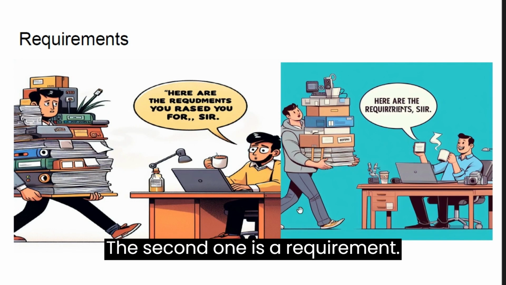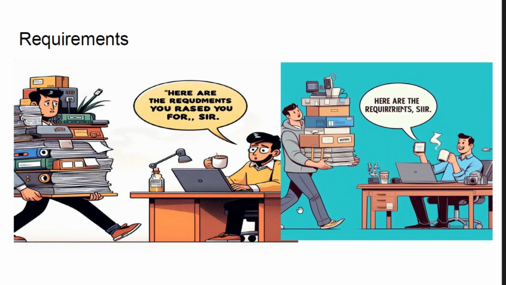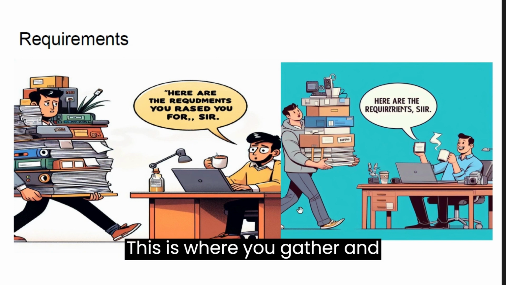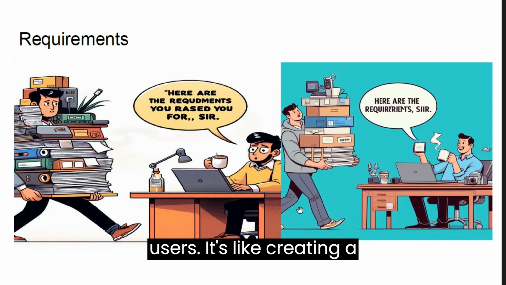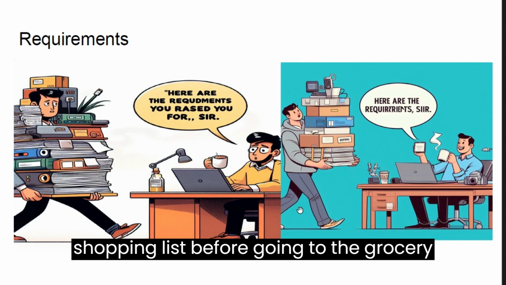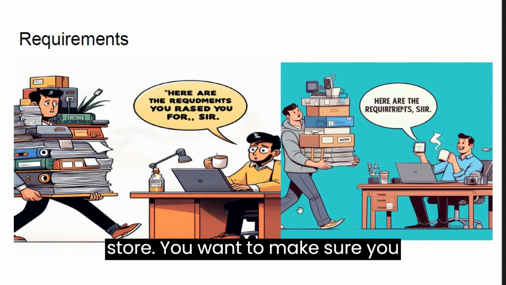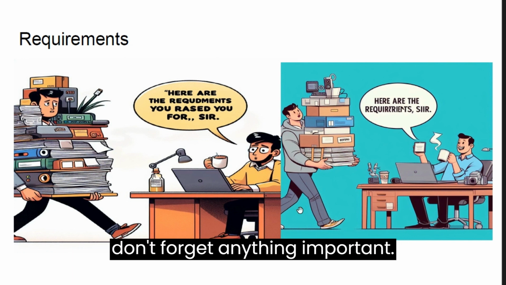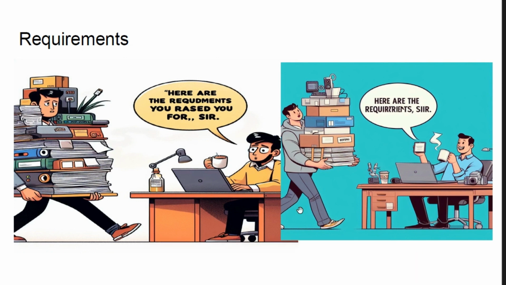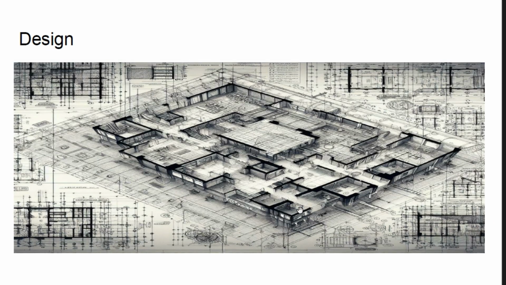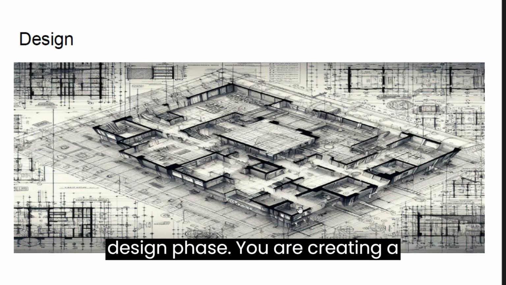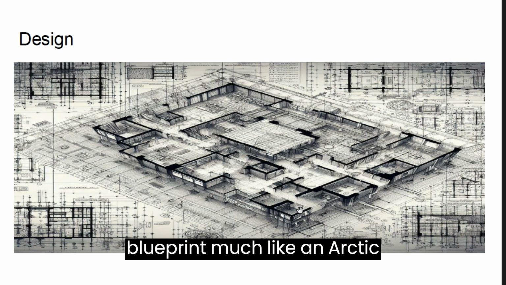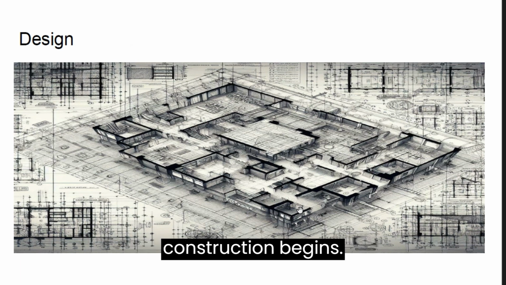The second one is requirements. This is where you gather and document the software requirements from users. It's like creating a shopping list before going to the grocery store. You want to make sure you don't forget anything important. The next phase is design. Think of this stage as the architectural design phase. You are creating a blueprint, much like an architect designs a building before construction begins.